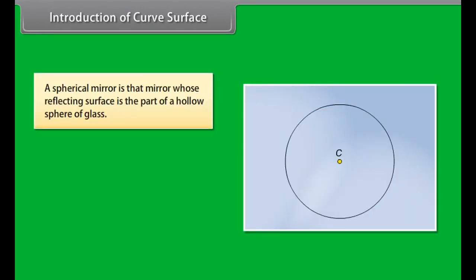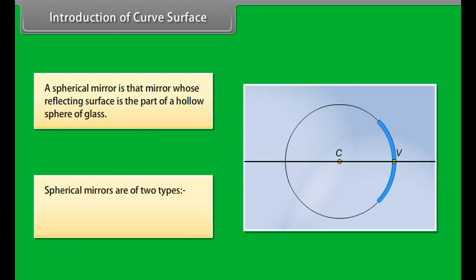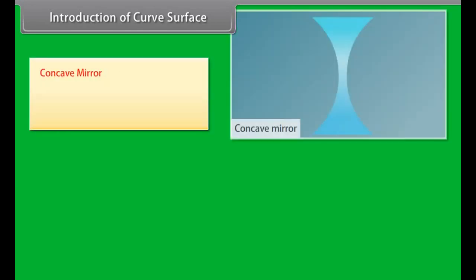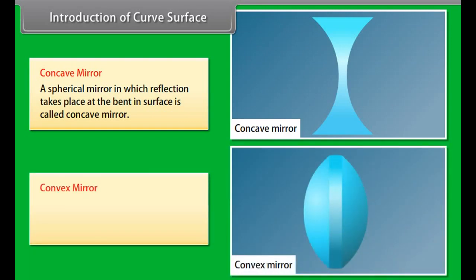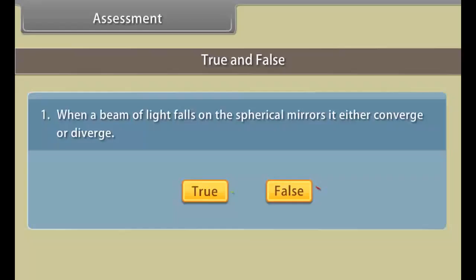Introduction of curved surface. A spherical mirror is that mirror whose reflecting surface is the part of a hollow sphere of glass. Spherical mirrors are of two types: concave mirror and convex mirror. Concave mirror. A spherical mirror in which reflection takes place at the bent-in surface is called a concave mirror. Convex mirror. A spherical mirror in which reflection takes place at the bulging out surface is called a convex mirror.